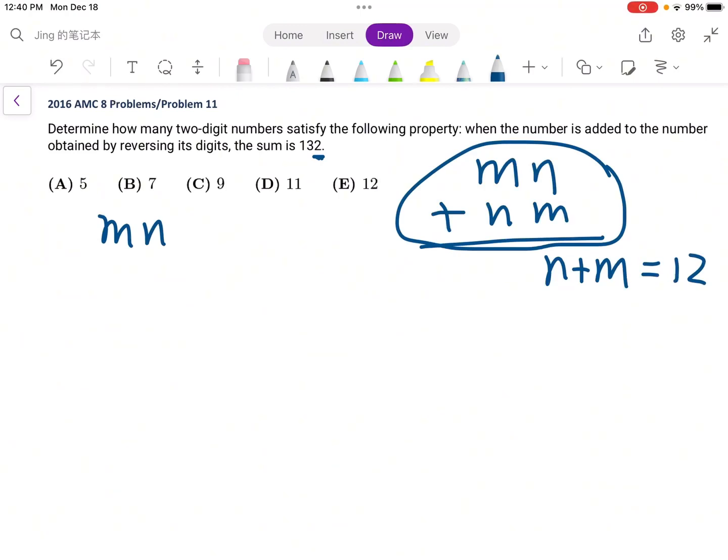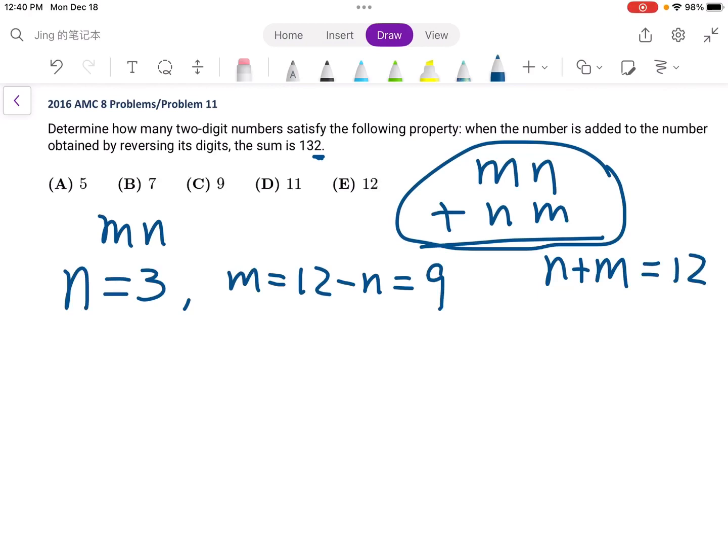And how many pairs are there for n and m that with their sum equals to 12? N can't be 0 or 1 or 2, because in that case m will be equal or larger than 10. So n has to start with 3. N equals 3, then m equals 12, subtract n equals 9.